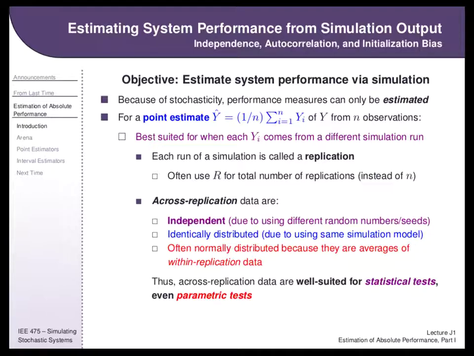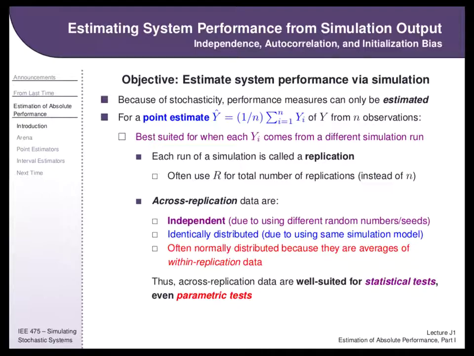So across replication data, they're independent, they're identically distributed, and normally, they are normally distributed because very often, if you take data out of a replication, it's the sum of a lot of things. So we might say I simulated 5,000 customers, and for a single day, the average time a customer waited in line was going to be all of the 5,000 waiting times divided by 5,000.